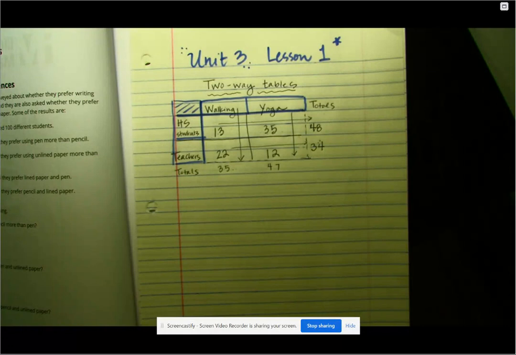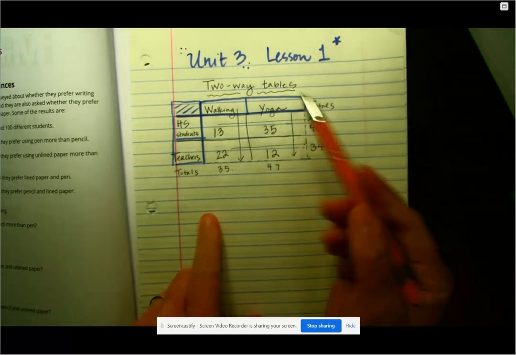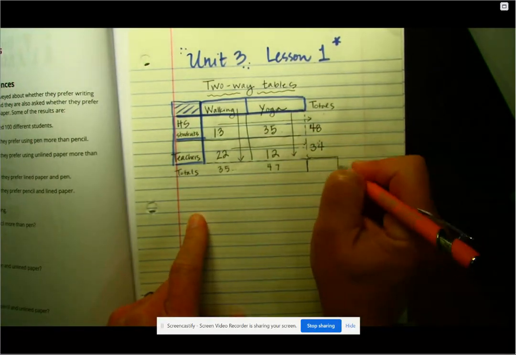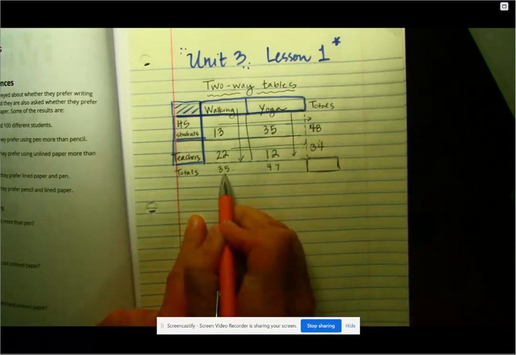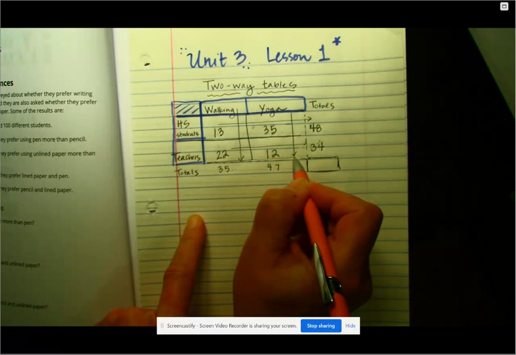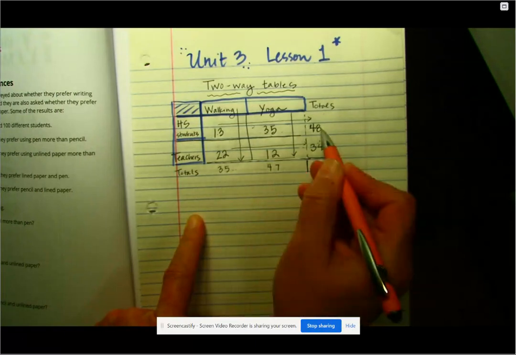And so you're trying to survey enough students and teachers to see what they prefer. Okay. So if you want to figure out the grand total of everybody that was surveyed, what you can do is either you could add up all the cells right here inside, or you could take the subtotals and see what they add up to.